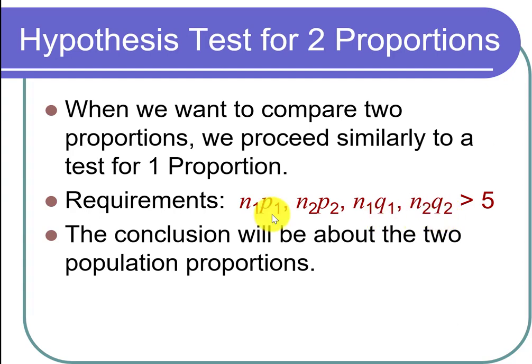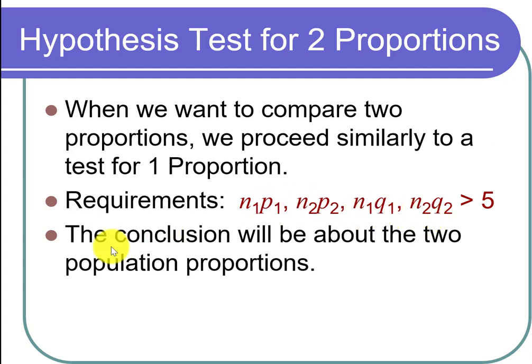So instead of just NP and NQ needing to be greater than 5 to continue, we need to make sure that N1P1, N2P2, N1Q1, and N2Q2 are all bigger than 5. So that means the number of yes answers for both the first sample and the second sample, or at least the expected number if it's a hypothesis test, must both be greater than 5, and the number of no answers must both be greater than 5 for both samples.